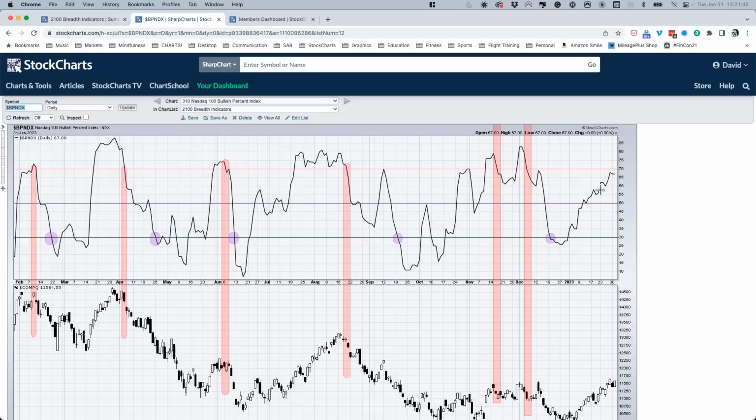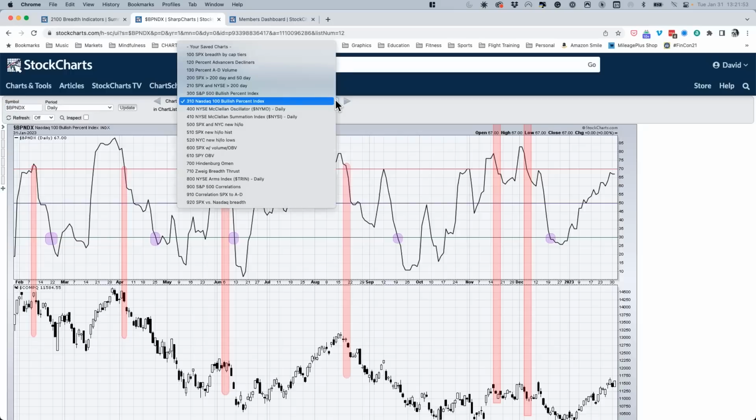So as we continue to show strength, I'm immediately drawn to these breadth indicators that often suggest an exhaustion point in that rally. We're not to that point yet, but it's certainly something to look for going forward.